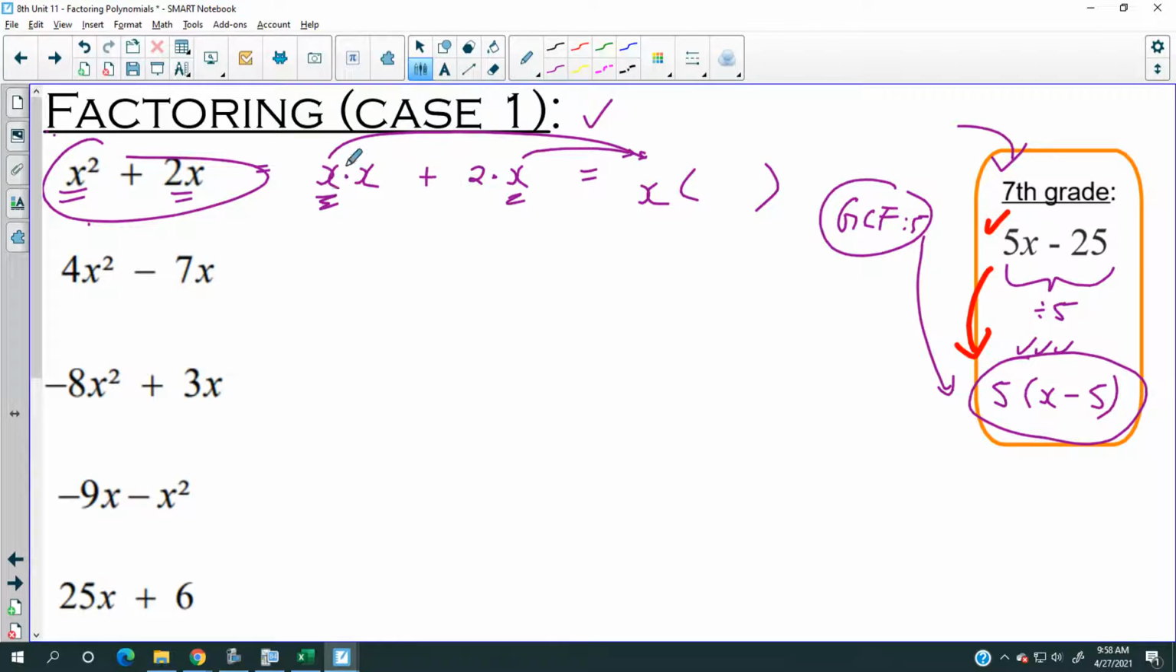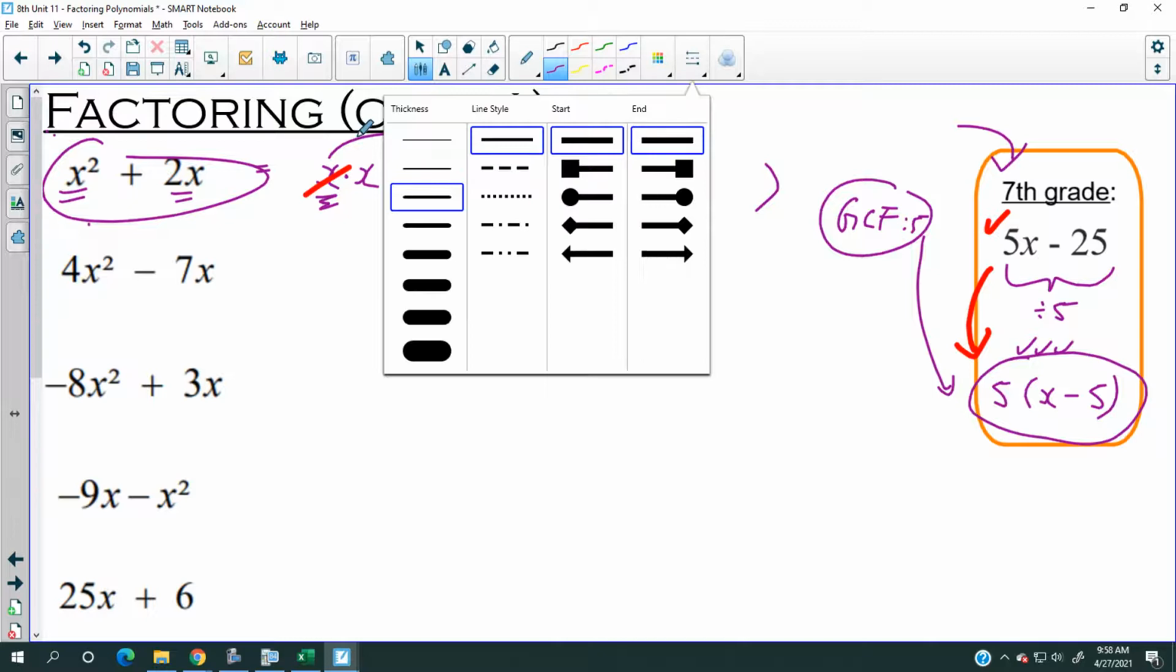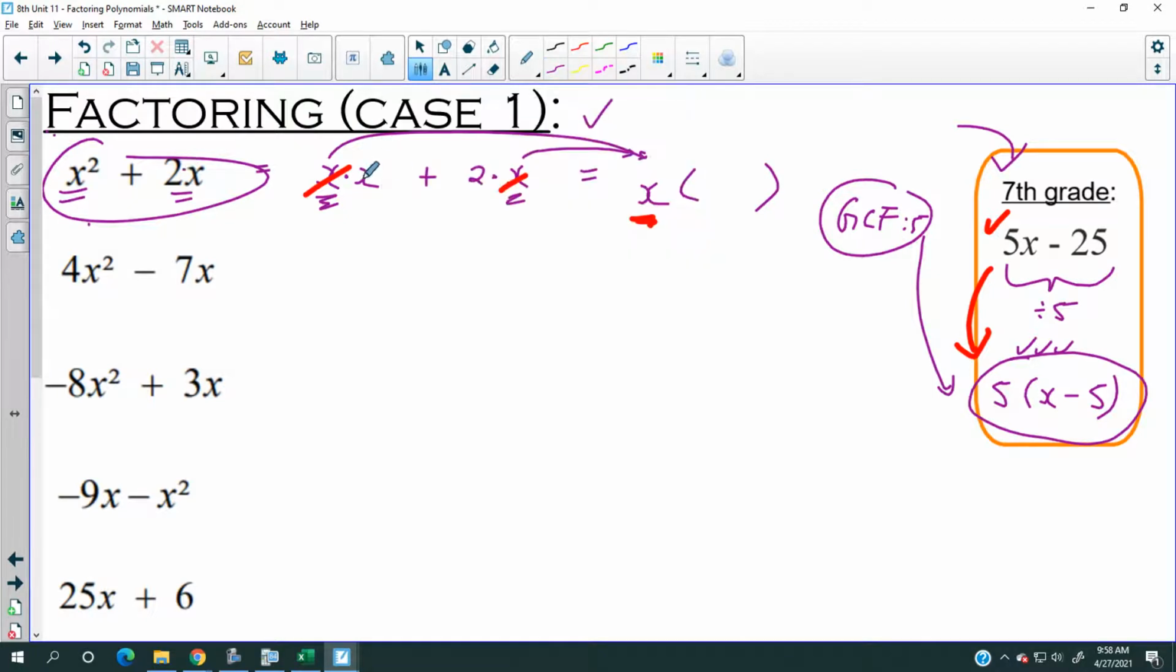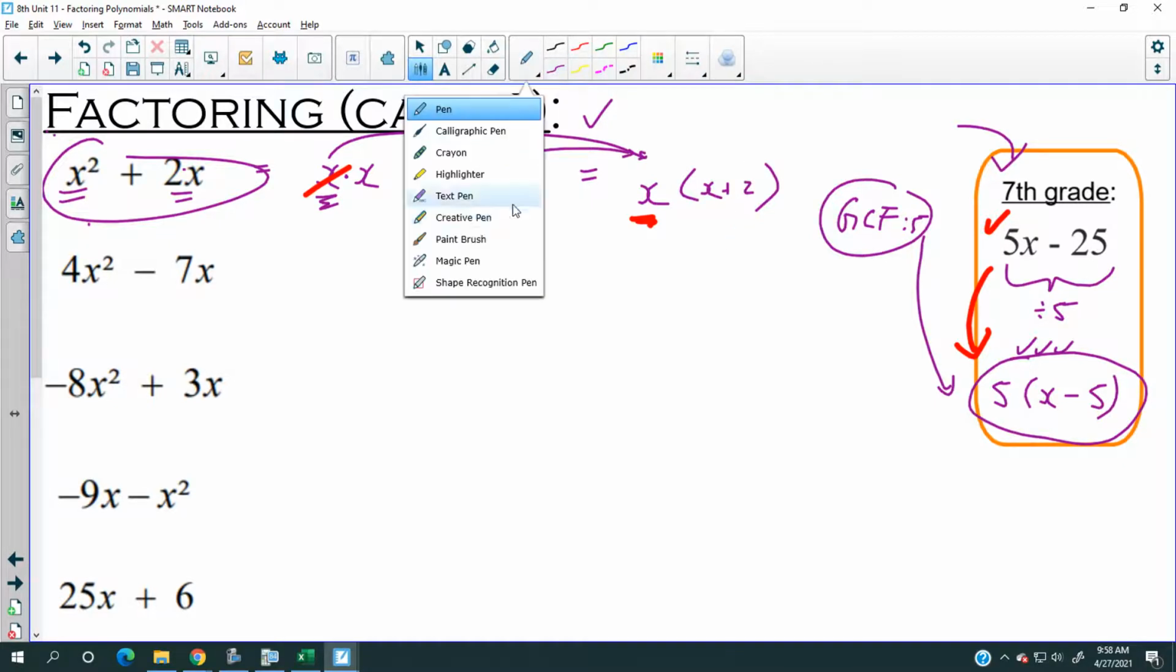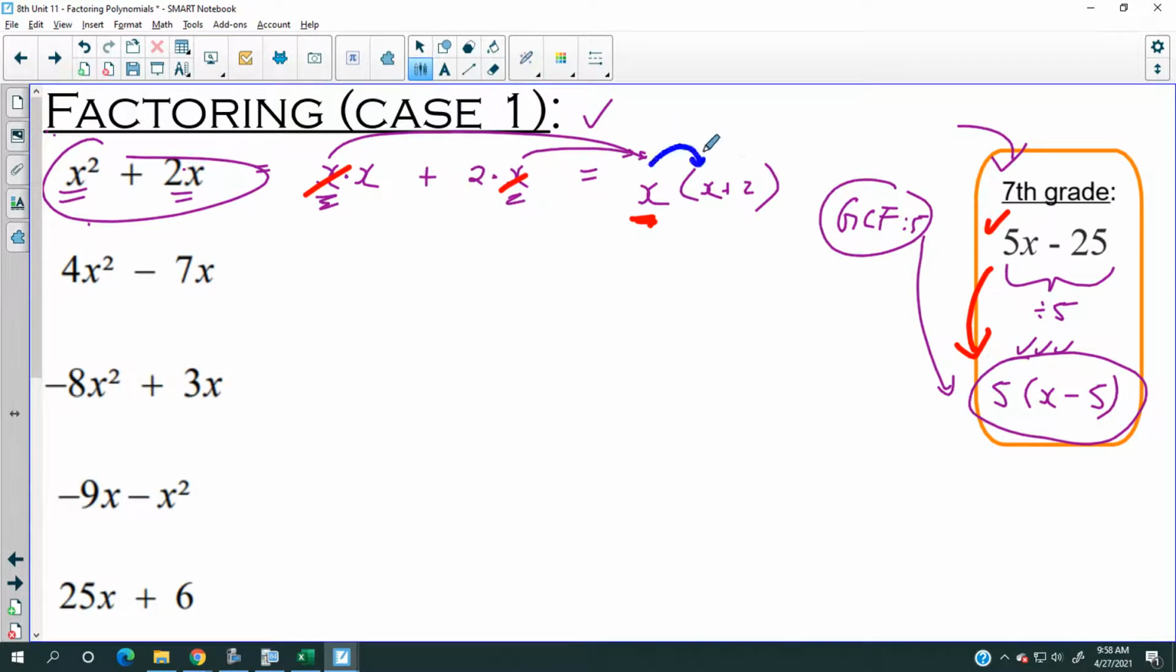Because this is gone, this is gone, and now this is gone. I got factored out down here. So what does that mean? I'm left with x plus 2. Here we go. Now, can you check to see if your answer is right? Sure you can. Look. x times x, x squared; x times 2, 2x. Same thing, right? So you know you're good here.